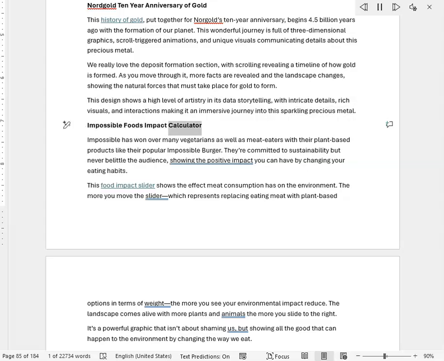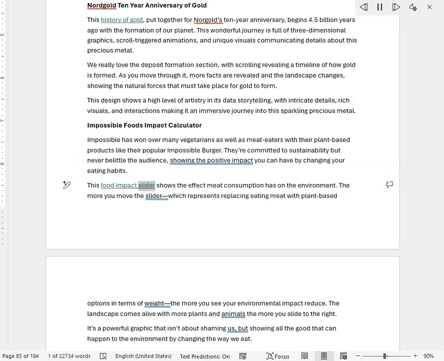Impossible Foods Impact Calculator. Impossible has won over many vegetarians as well as meat eaters with their plant-based products like their popular Impossible Burger. They're committed to sustainability, but never belittle the audience, showing the positive impact you can have by changing your eating habits.